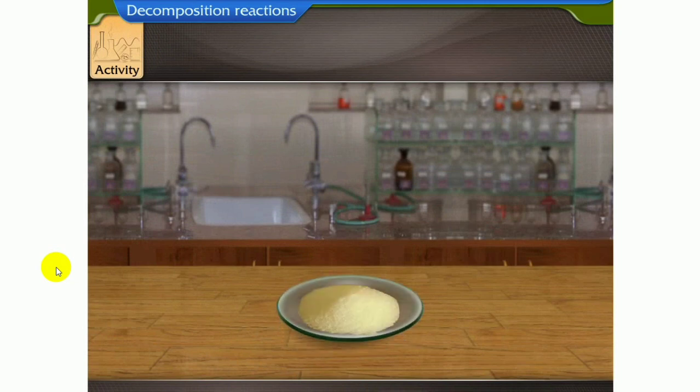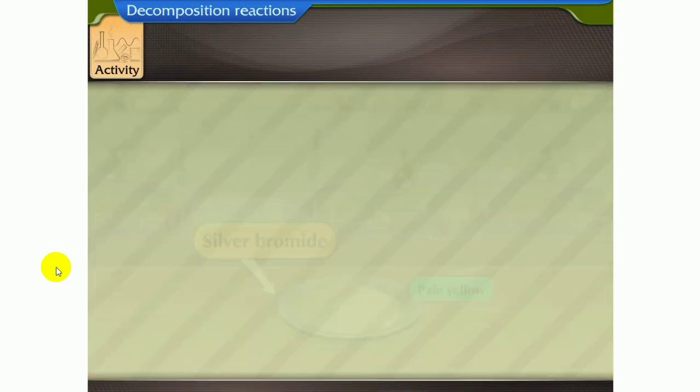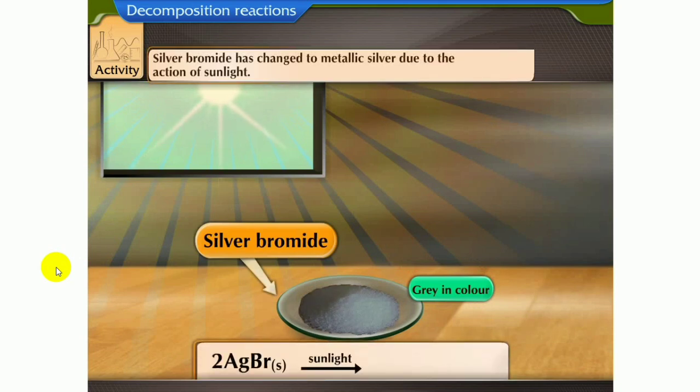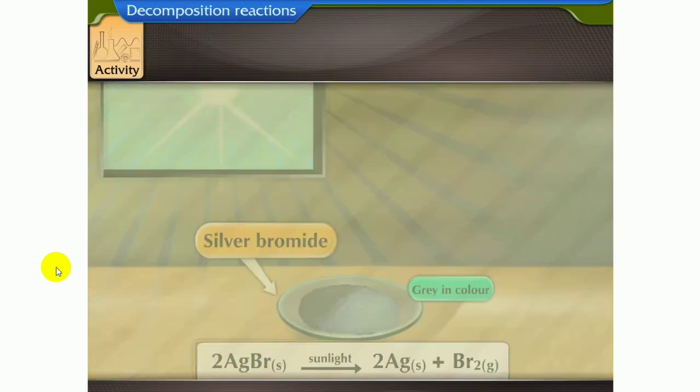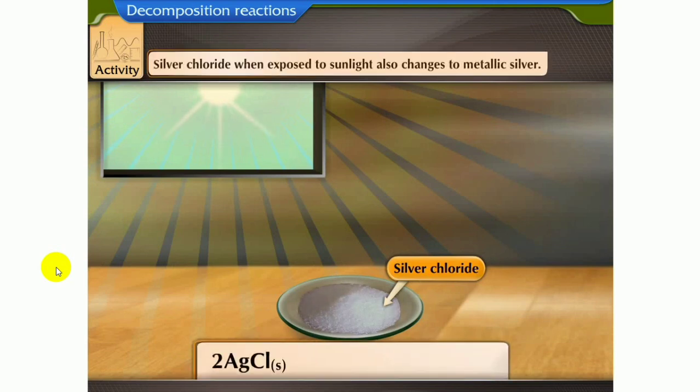Activity. Take some silver bromide on a watch glass. It is pale yellow in color. Now, place the watch glass in sunlight. Observe the color after some time. The pale yellow silver bromide has turned grey in color. Silver bromide has changed to metallic silver due to the action of sunlight. A similar observation can be made using silver chloride. Silver chloride, when exposed to sunlight, also changes to metallic silver.